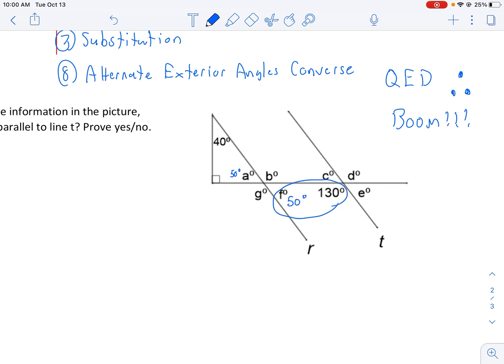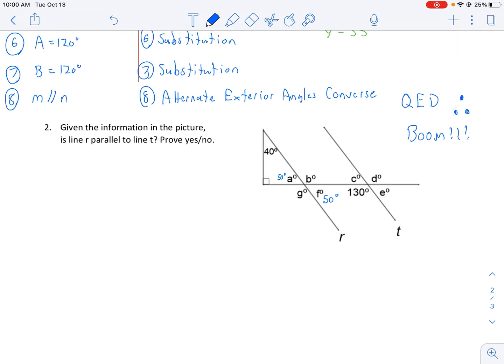And now, look at what we have. We have consecutive interior angles are supplementary. And that's enough to prove it right there. We could have also gone with saying B is 130 degrees. And then these two are congruent, which are alternate interior angles, which we then would know that the two lines are parallel. So there's different ways to do these proofs.